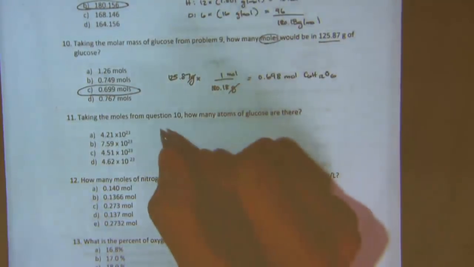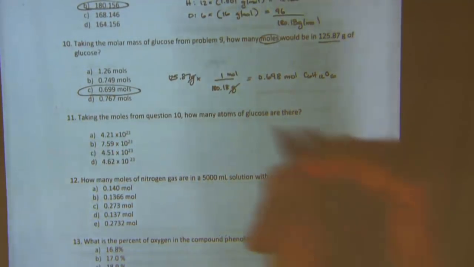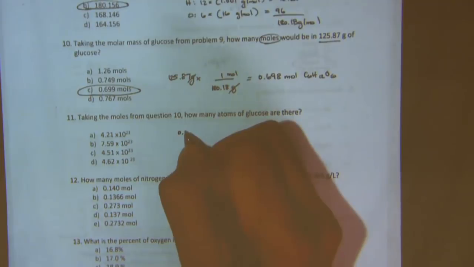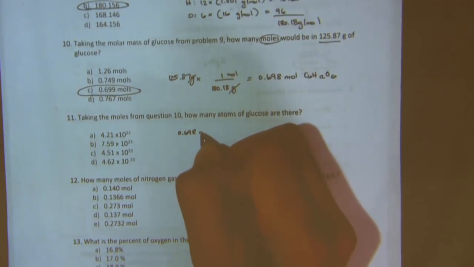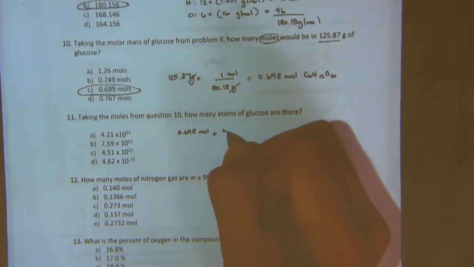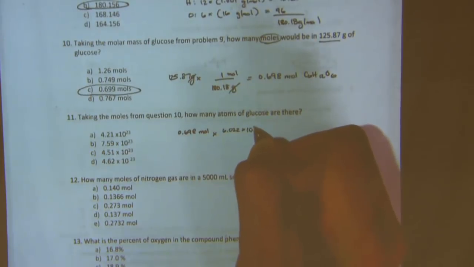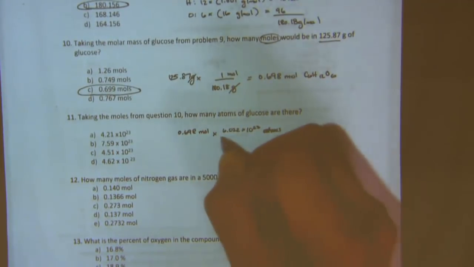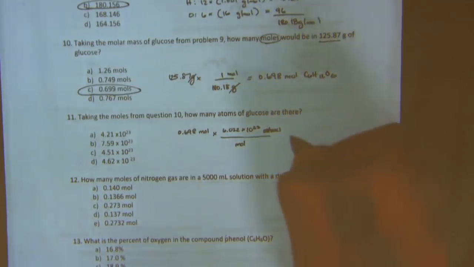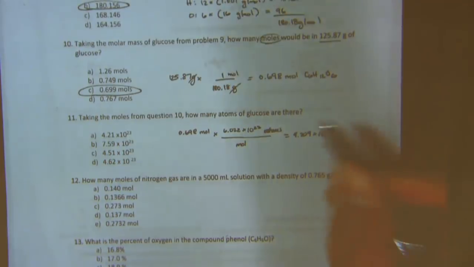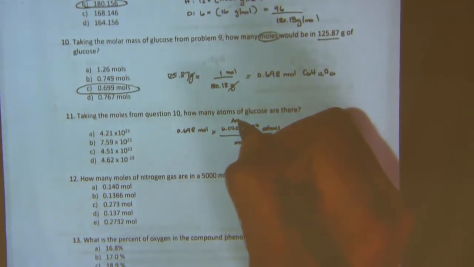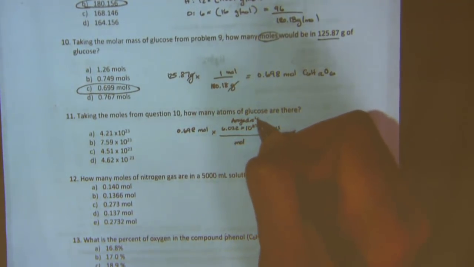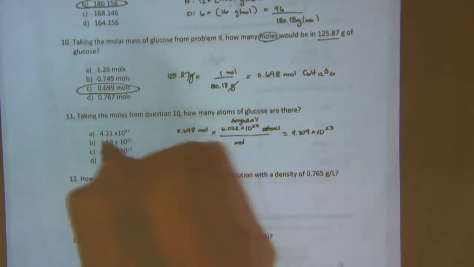Number 11, taking the moles from question 10, how many atoms of glucose are there? And for this, we need to remember Avogadro's number. So 6.022 times 10 to the 23rd atoms. And that would give us an answer of 4.209 times 10 to the 23rd. So this corresponds to option A.